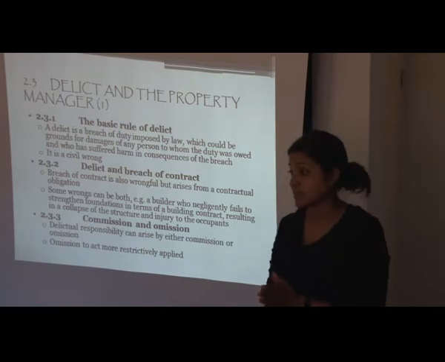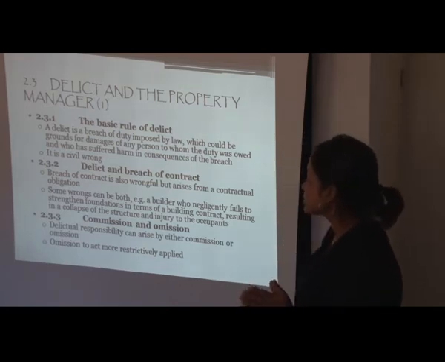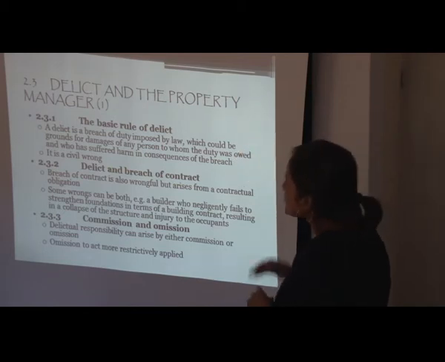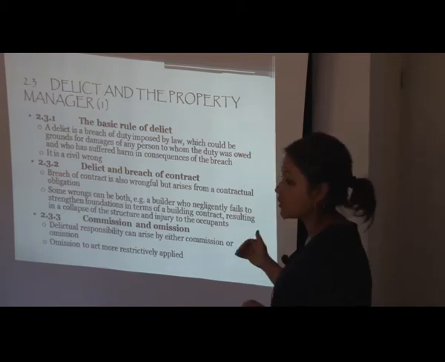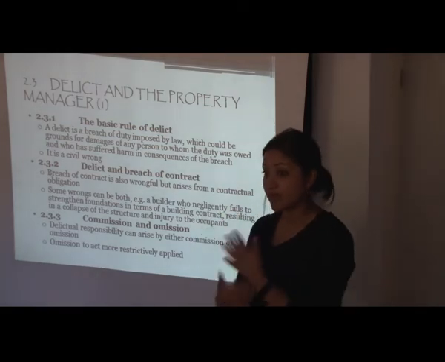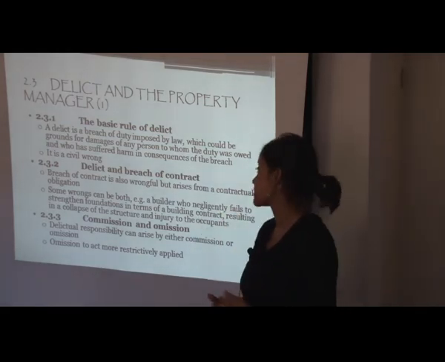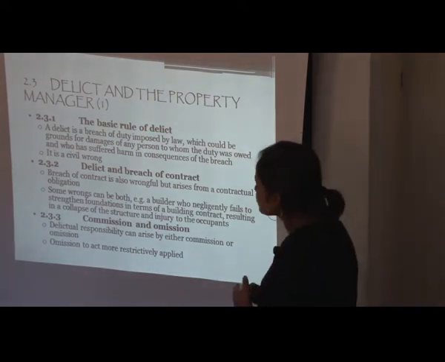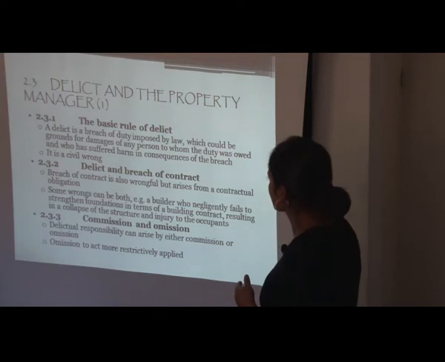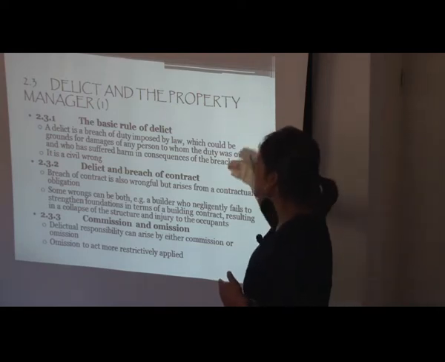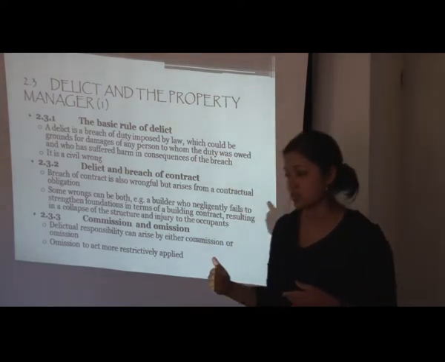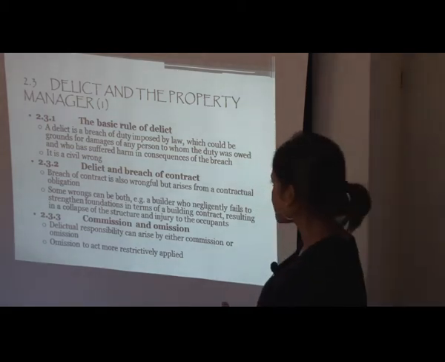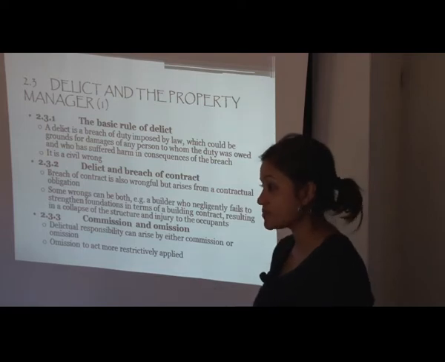Now we're talking about delict, right? What is the basic rule of delict? A delict, and this definition is important again, is a breach of duty imposed by law. So the law says something, I am not doing it, I am therefore in delict. Okay? A delict is a breach of duty imposed by the law, which could be grounds for damages of any person to whom the duty was owed and who has suffered harm in consequence of the breach. Does that make sense?